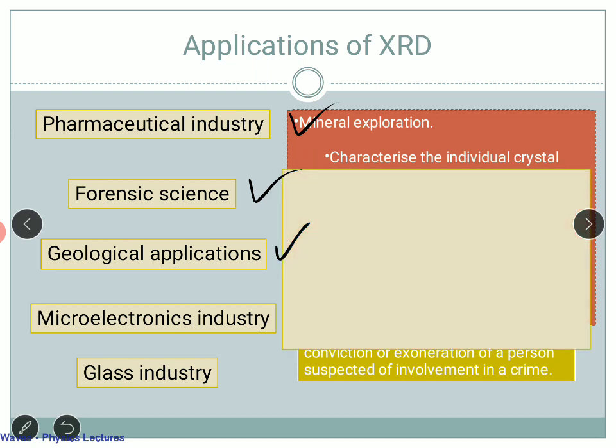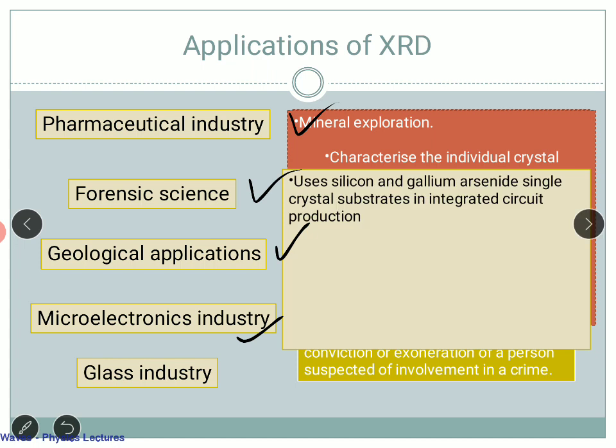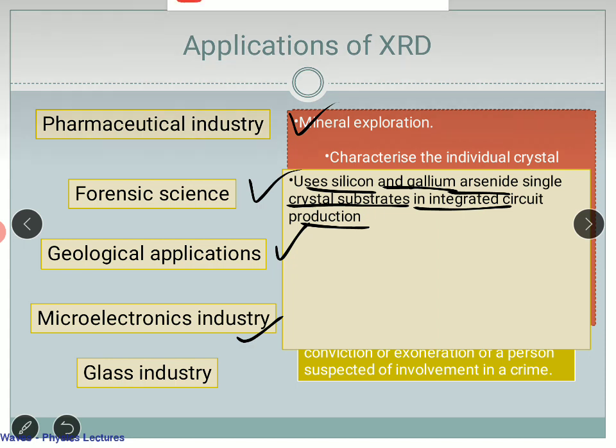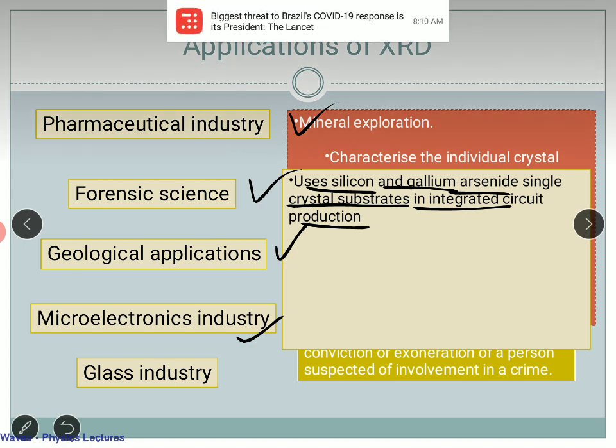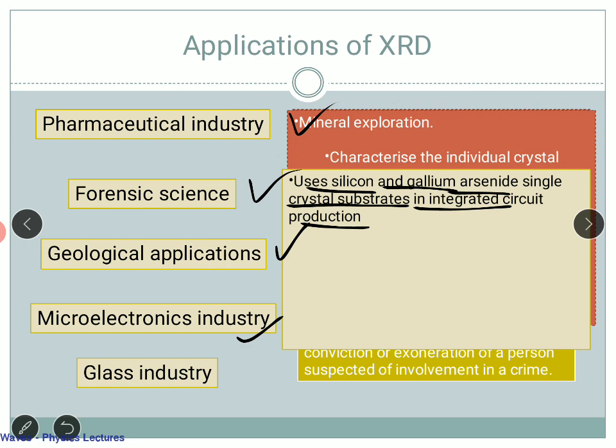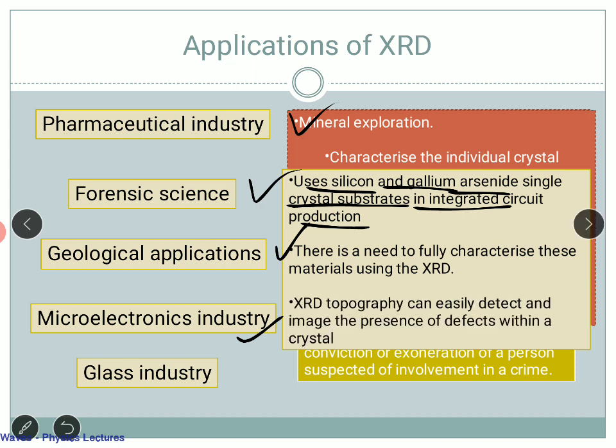Next we have the microelectronics industry. There we use a lot of semiconductors. We have silicon and gallium arsenide single crystal substrates, which are used in integrated circuits. But it is very important that the material, silicon or gallium arsenide, should not have any kind of defects. And how do we know this? We can use XRD to characterize it. It will easily detect and image the presence of defects within a crystal. So that kind of characterization can be done in the microelectronics industry.